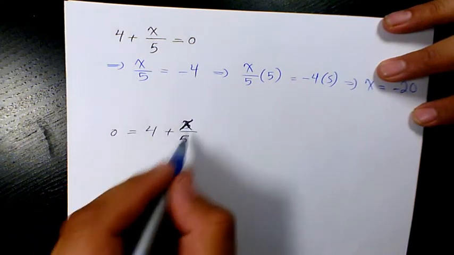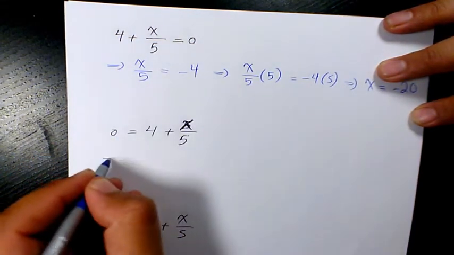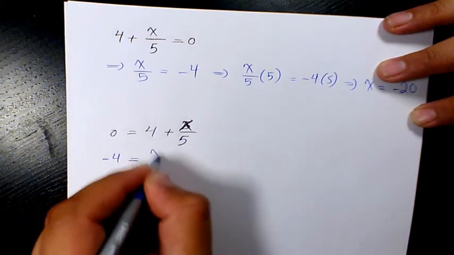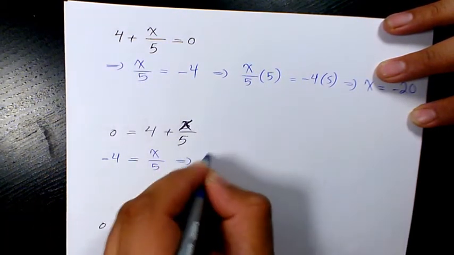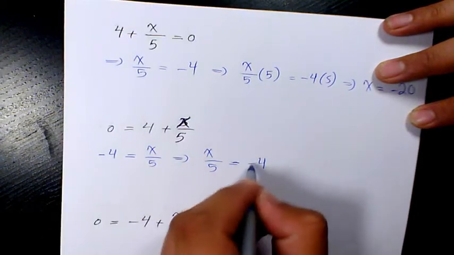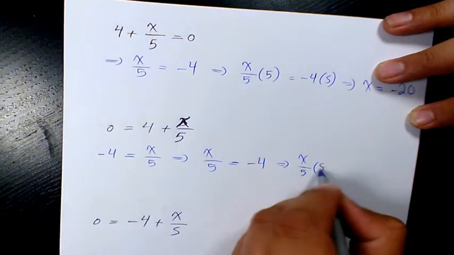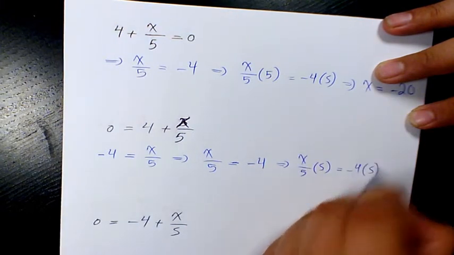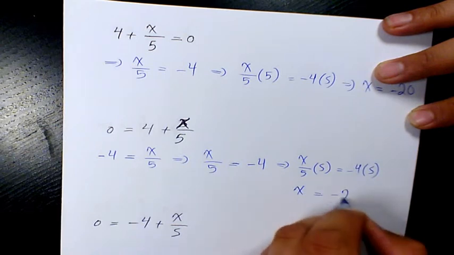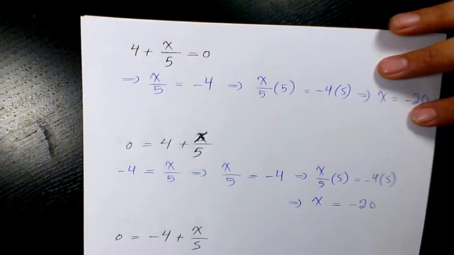4 plus x over 5 equals 0. So I need to move this 4 to the other side. So we have negative 4 equals x over 5. Or I can write it the other way around to change their sign. Then I can multiply both sides by 5. So x will be equal to negative 20. So that's pretty much it.